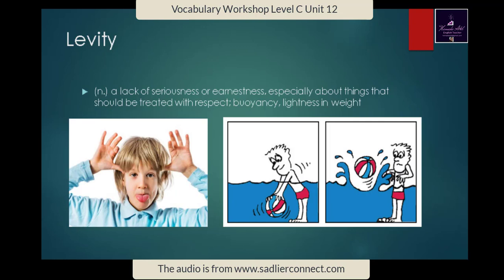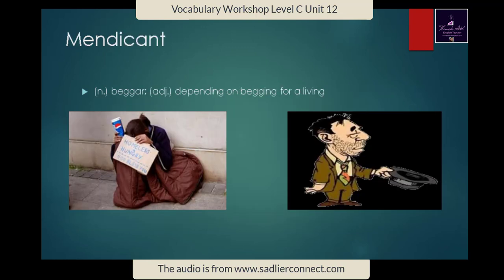Word 10 is mendicant. Mendicant. Mendicant functions as two parts of speech. It can be used as a noun that means a beggar. St. Francis of Assisi intentionally chose to lead the life of a mendicant. Mendicant can also be used as an adjective, meaning depending on begging for a living. Calcutta, India is known for its large mendicant population.